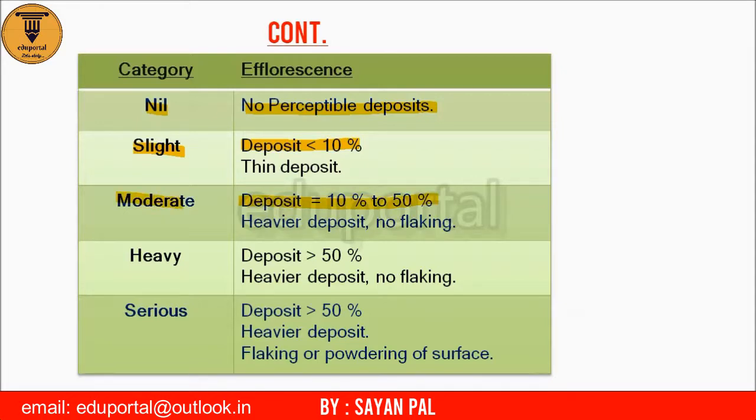Okay, and if the deposit is more than 50% but no flaking, then heavy. And if the deposit is more than 50% with flaking, now what is flaking? It is the powdering of surface, then it is called serious. So as per our question, our answer will be moderate because the deposit is 10 to 50%. Okay, so we are getting the answer in this way. So this is question number 1. Now we will move on to the question number 2.